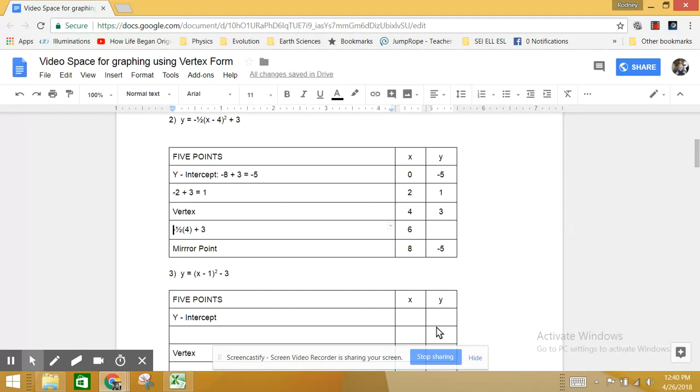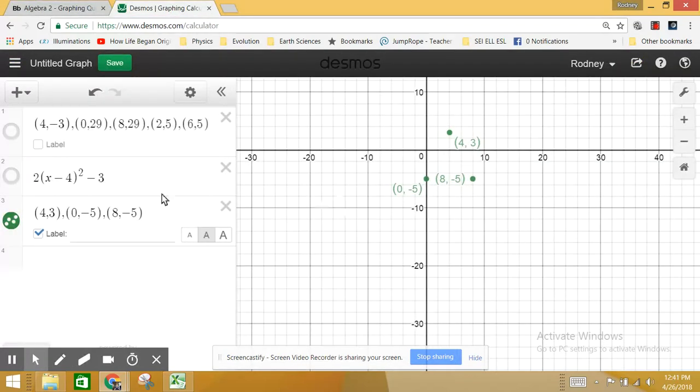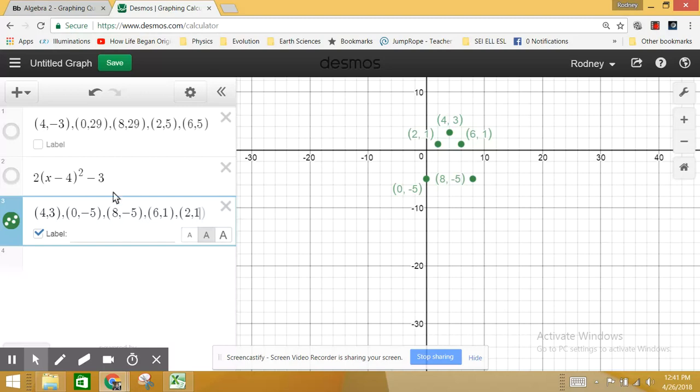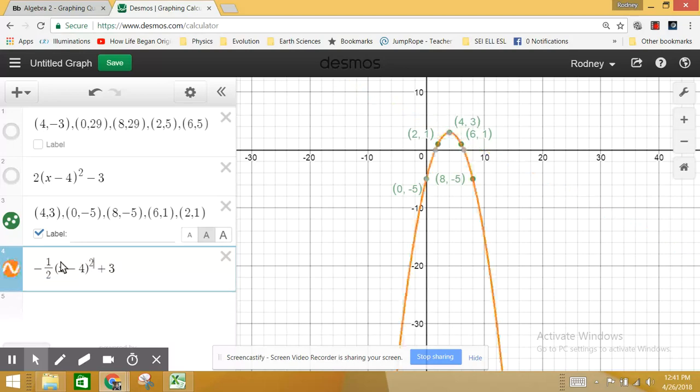And now negative 1/2 times 4 continues to be negative 2. And negative 2 plus 3 continues to be 1. So we have symmetry established again, and we have points at (6, 1) and (2, 1). So we'll plot those. 6, comma 1, and 2, comma 1. And it looks very parabola-y. And we'll go ahead and plot the parabola. And there it is. It matches.